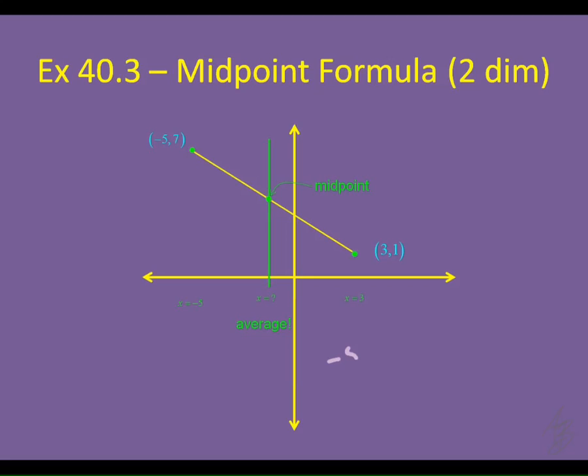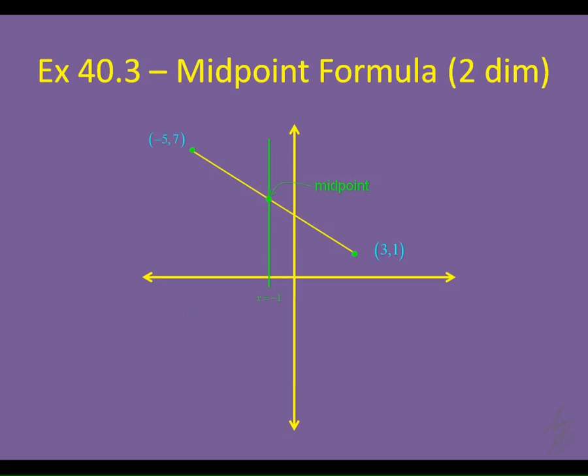Find the average of -5 and 3. -5 plus 3 divided by 2. And that gives us what? What's -5 plus 3? -2. -2 divided by 2? -1. So the average of those 2 x-coordinates is going to be -1. And if you notice, that -1 corresponds to the x-coordinate of our midpoint. Does that make sense?